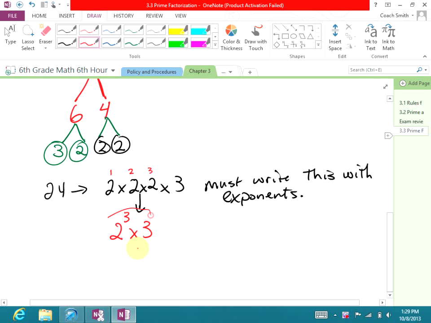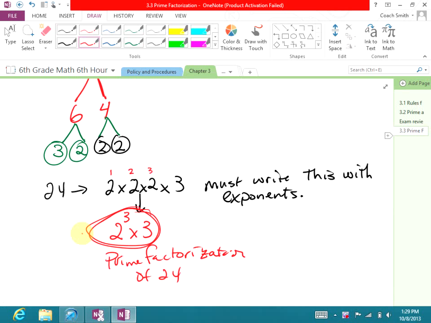And this is the prime factorization of 24. This that I have circled is your answer. That's what you have to write. Doesn't matter what order you put them, but I want them in numerical order. Put them in order.